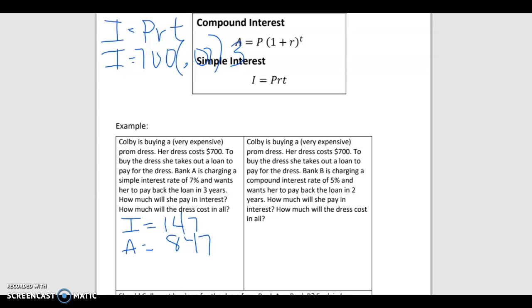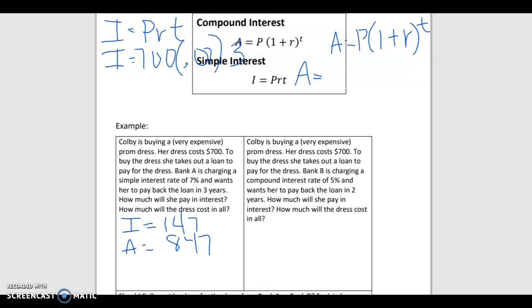So here we're looking at two different kinds of interest. We're comparing simple interest and compound interest, but we're also looking at two different interest rates and two different times. So we're going to use our compound interest formula. So A equals P(1 plus R) to the T power. Okay. So I don't know my A. I don't know my total yet. We're going to have to figure that out in a little bit.